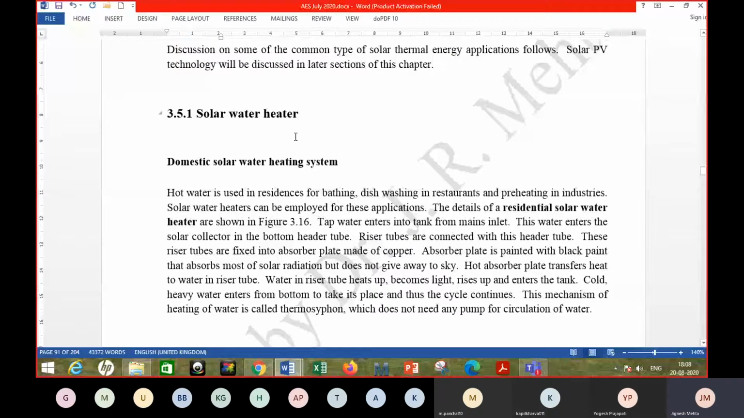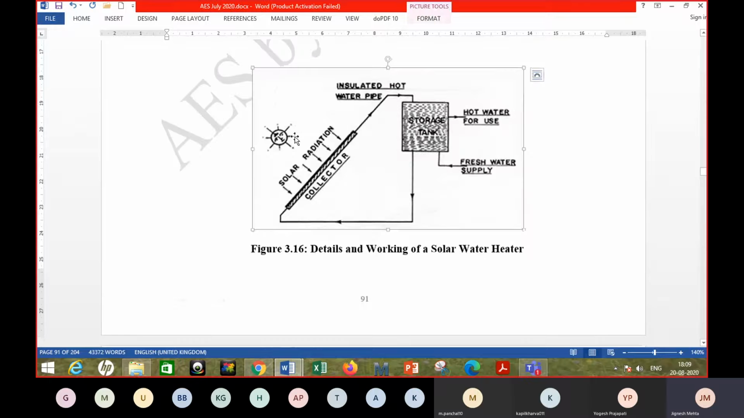So we have started talking about the applications of solar energy, and we started with the most popular application of solar thermal collector, and that is for water heating purpose. One such system is for domestic water heating purpose. So the scheme for that was shown, which is now I think very well understood by you.